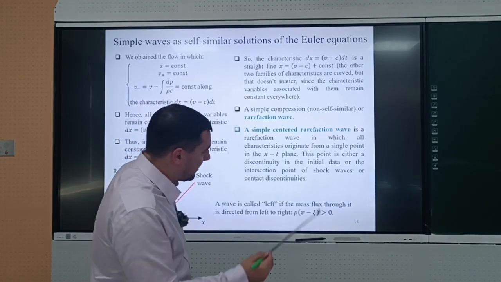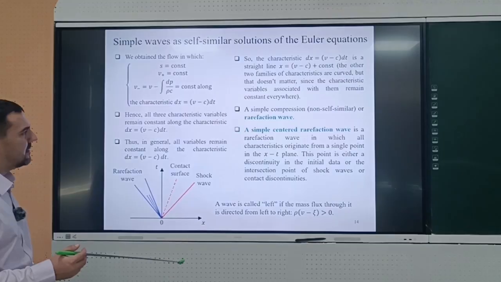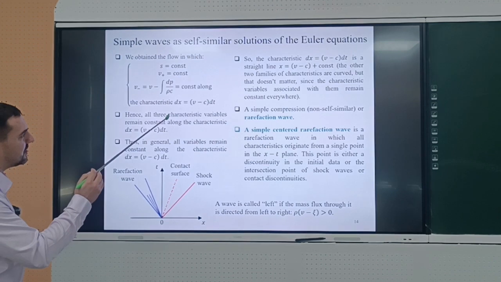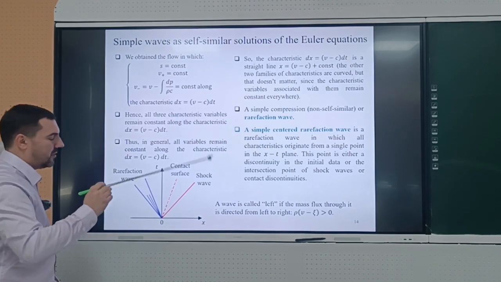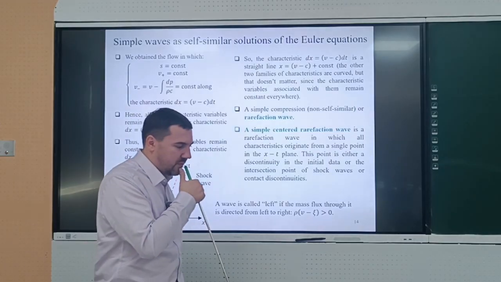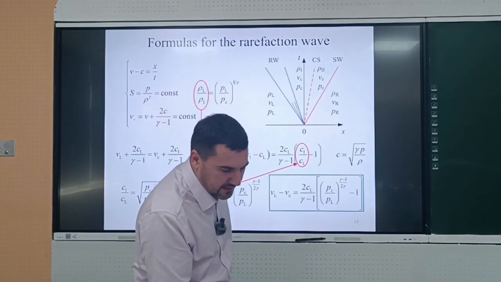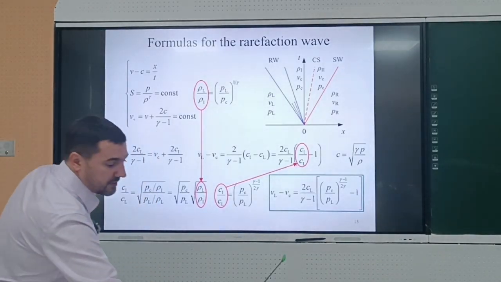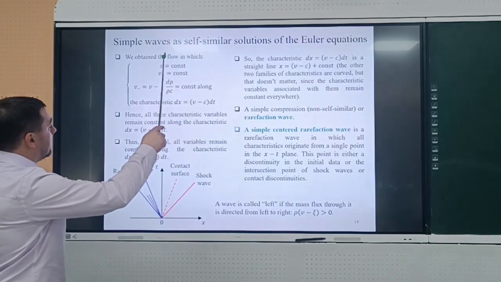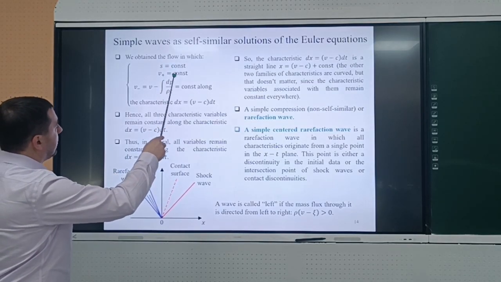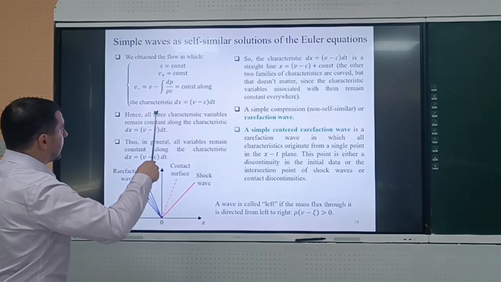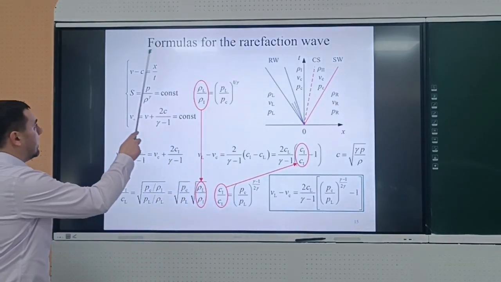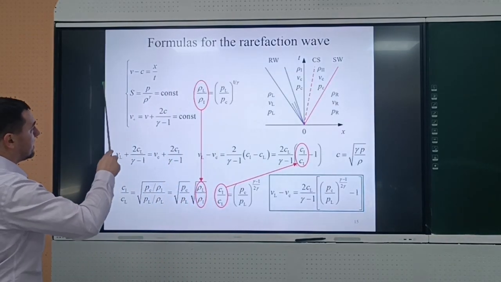Okay, and actually this is the reminder of the previous lecture. I think the previous one was the most difficult lecture, because it's really very difficult to understand all these nonlinear waves for the Euler equations. But nevertheless, these are these two expressions: S equals constant, and V plus and V minus are constant along the characteristic curves, and we can write these expressions here.